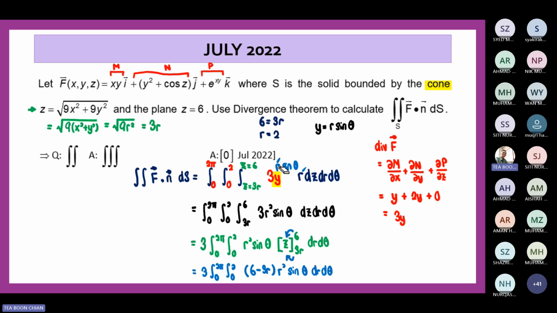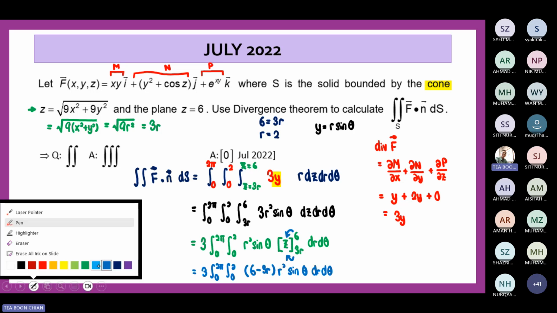So you are right. Alright, so check again, 6 minus 3r. Alright, thank you for the mistake correction.